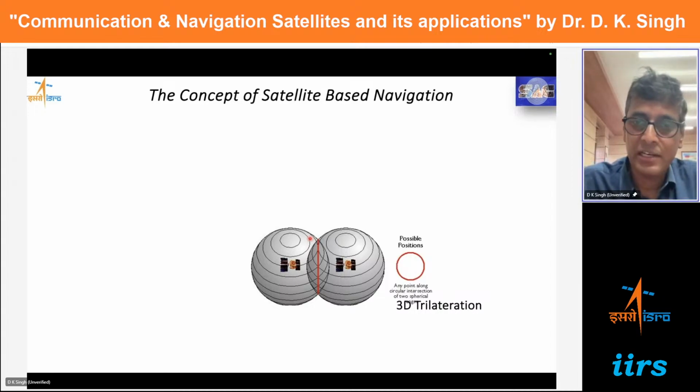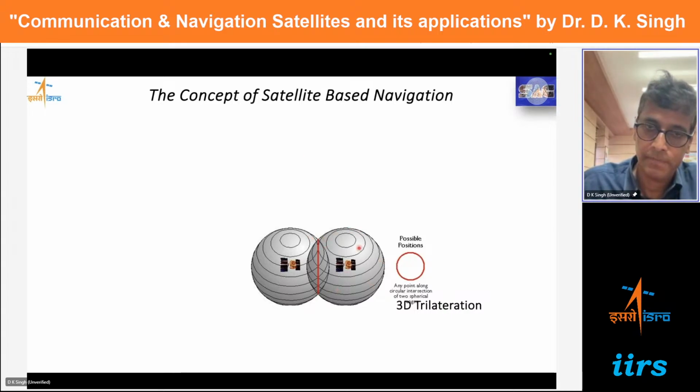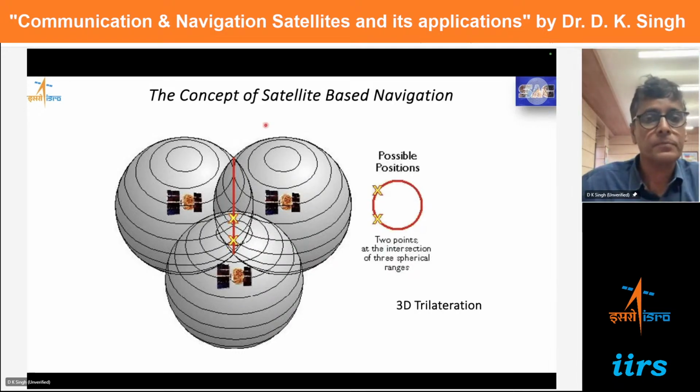Let us say you have 2 satellites and the user is, let us say, 36,000 kilometers away from the satellite. So the user can be anywhere on this sphere for this satellite. Same thing is true for this satellite. So there can be an intersection of these two spheres, which will be a circle. So the position can be anywhere on this circle, which is a 2-dimensional big circle which is perpendicular to this plane.